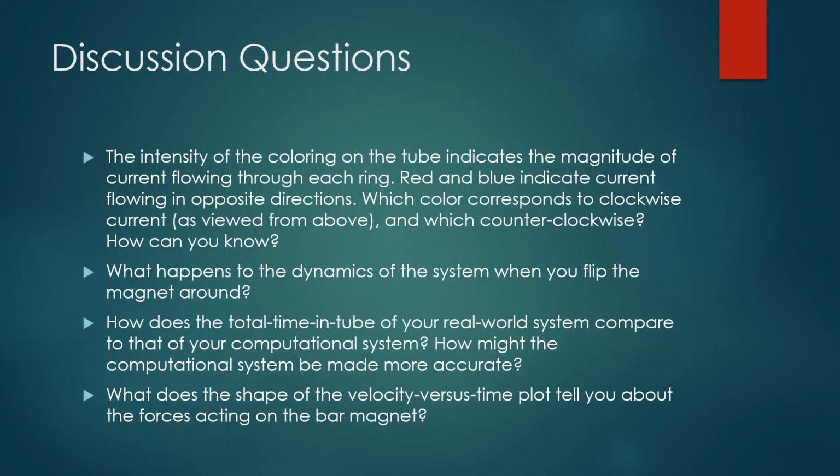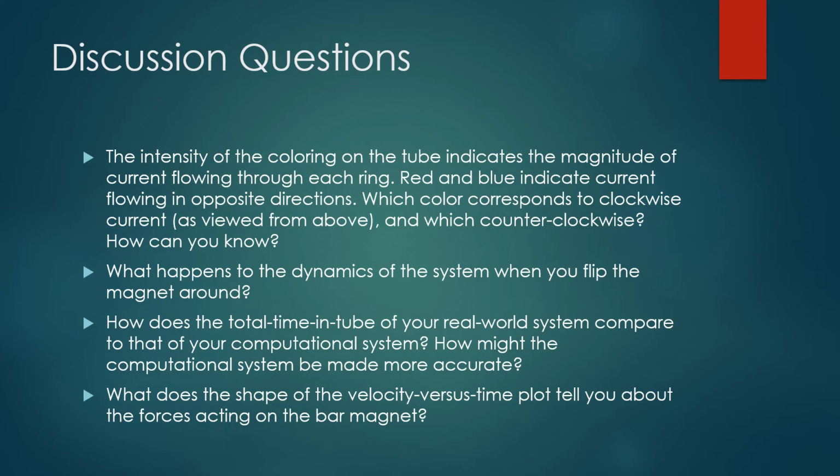And now for the discussion questions. The intensity of the coloring of the tube indicates the magnitude of current flowing through each ring. Which color corresponds to clockwise current and which counterclockwise? When you apply Lenz's law, it's clear that red is counterclockwise and blue is clockwise. It's because of this that slowed the magnet down.